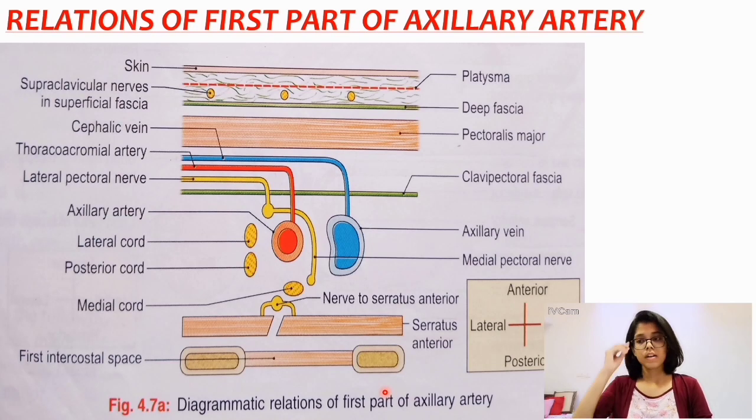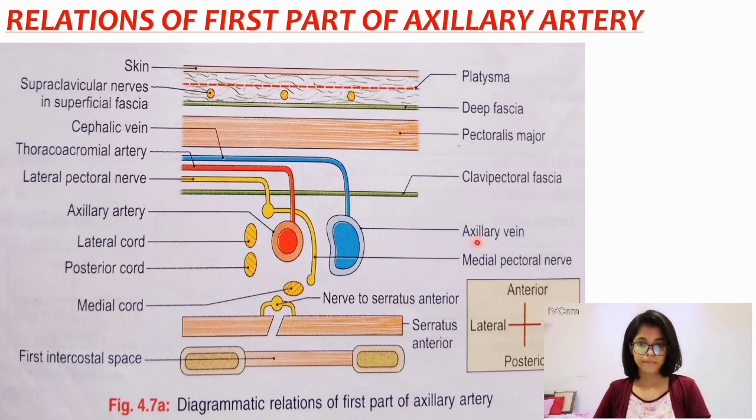Now, let's see the relations. Firstly, the relations of the first part of axillary artery. Talking of the anterior relations, we have skin, then the superficial fascia, and here this fascia contains platysma and the supraclavicular nerves. Then we have deep fascia, the pectoralis major muscle, and the clavipectoral fascia with three structures piercing it, that is cephalic vein, acromiothoracic artery, and the lateral pectoral nerve.